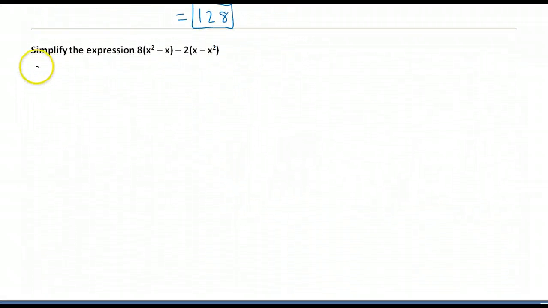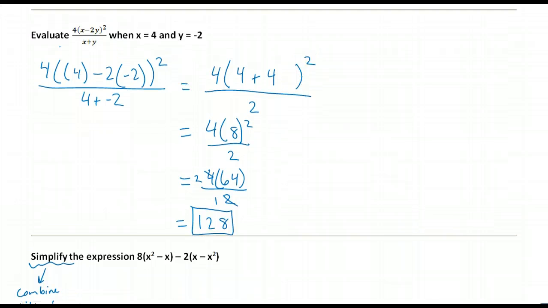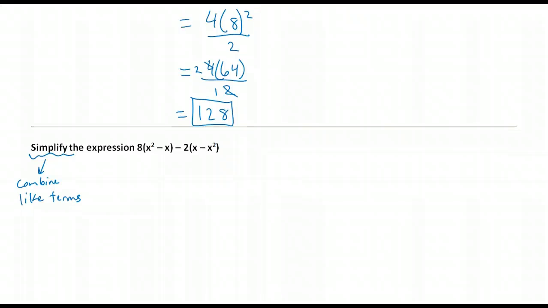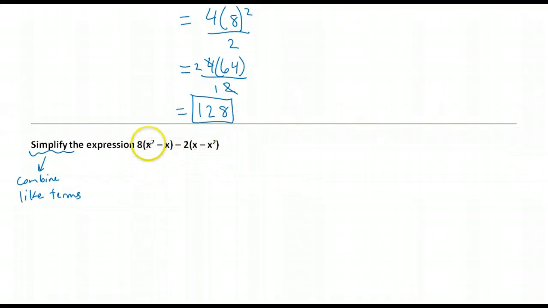And the last example, simplify. Simplify means combine all like terms. Evaluate means get the answer. Simplify means combine like terms. So my like terms in this problem are this x squared and this x squared, and this x and this x. Before I can simplify, I do need to distribute.